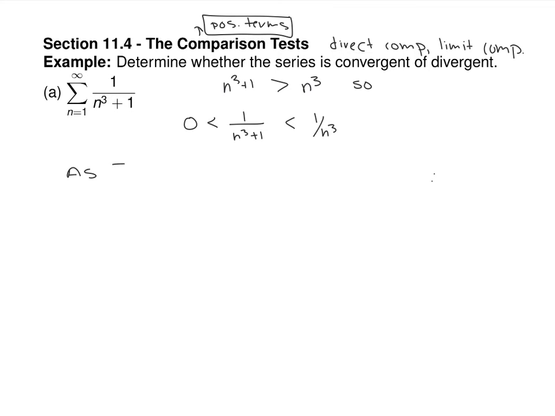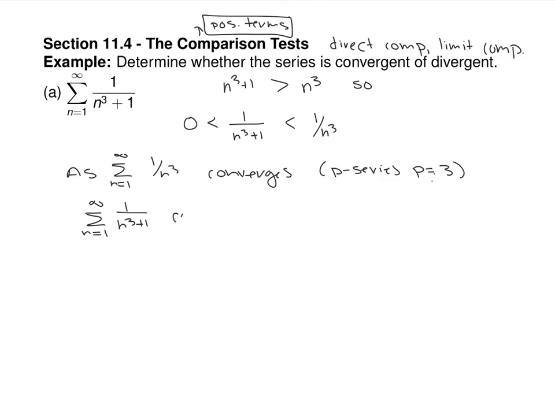And as the sum from n equals 1 to infinity of 1 over n cubed converges, give me a little explanation that tells me why. It's a p series with p equal to 3. The sum from n equals 1 to infinity of 1 over n cubed plus 1 converges by direct comparison.